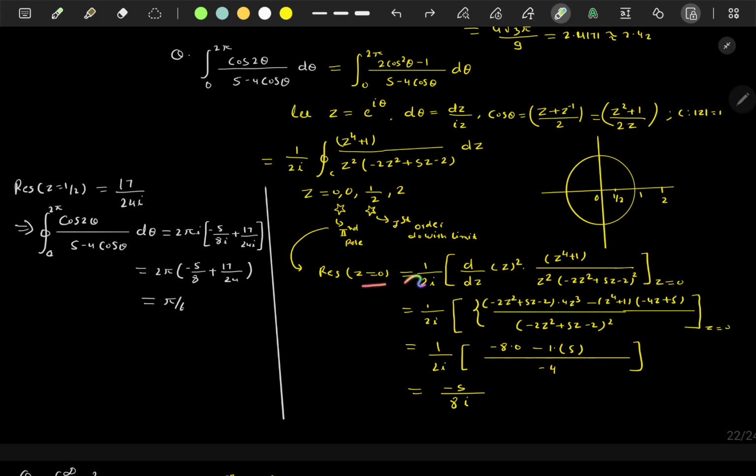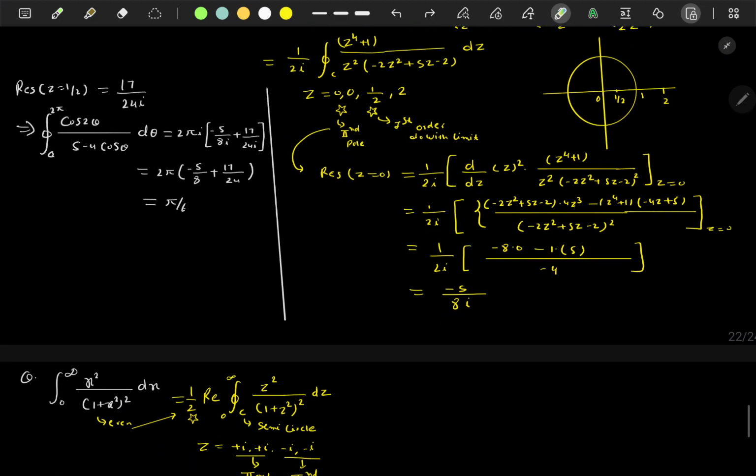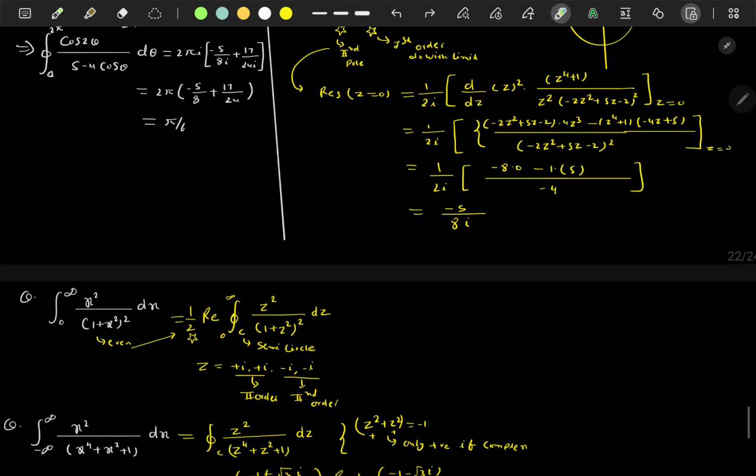So solve the second order pole first. So 1 by 2 by 2 iota from here, and first derivative of the whole function, so it will be cancelled out. And when you differentiate this, you are having the value minus pi by 8 iota. Similarly, when you solve it, 2 pi iota multiplied by function at 1 by 2, you will have the value 17 by 24 iota. And when you calculate the sum of both residues multiplied by 2 pi iota, you are having the value 17 by 24.